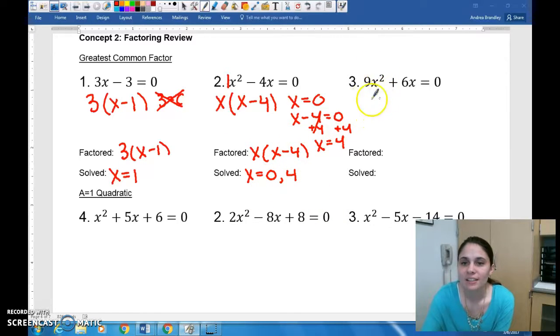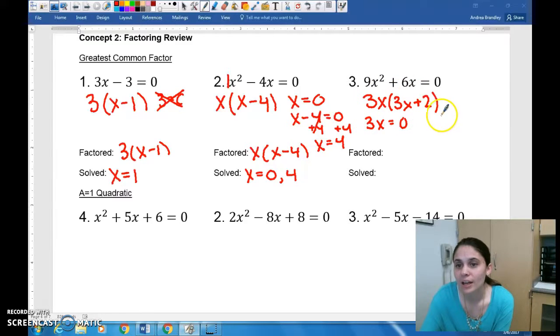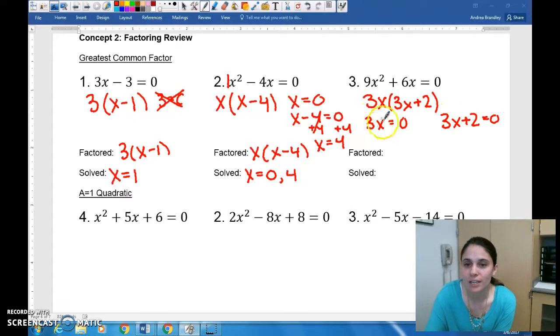Number 3, this time I can factor out both a number and a variable. So 9 and 6, 3 goes into both of those, and they both have an x. So then I'm left with 9x squared divided by 3x is 3x. 6x divided by 3x is 2. So I'm again going to set each of these equal to 0. So I'm going to set 3x equal to 0 and 3x plus 2 equal to 0. And this time I've got solving to do on both of them. So this one, to get x by itself, I'm going to divide both sides by 3. So my 3's cancel. And x equals 0 divided by 3, which is just 0. So x equals 0 as one of its solutions.